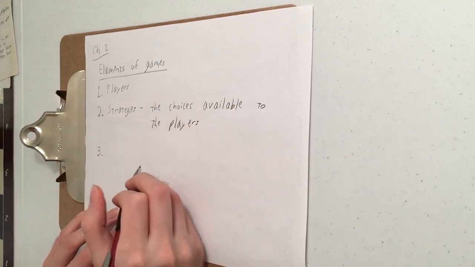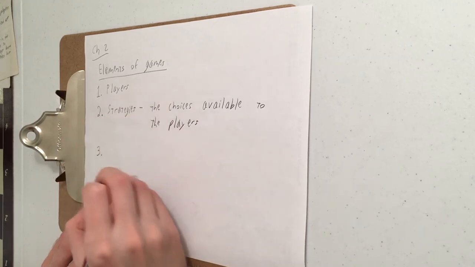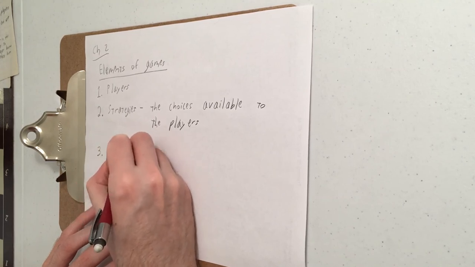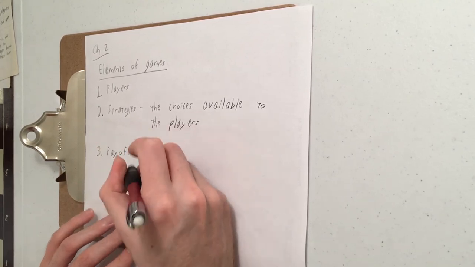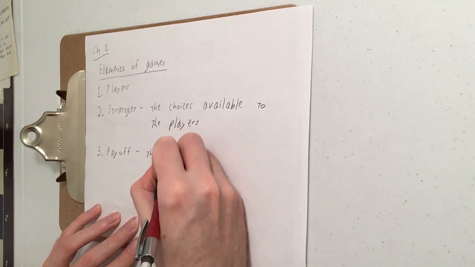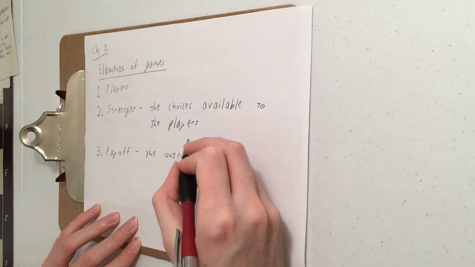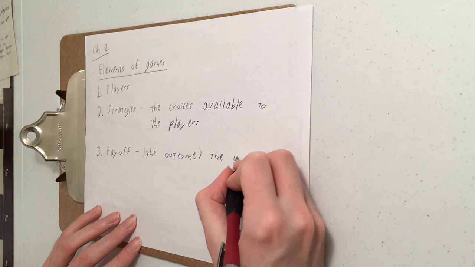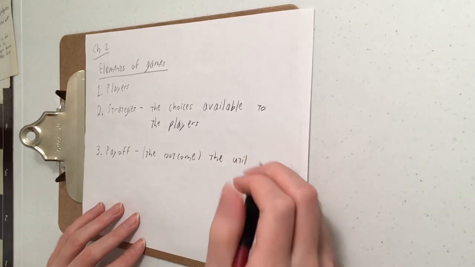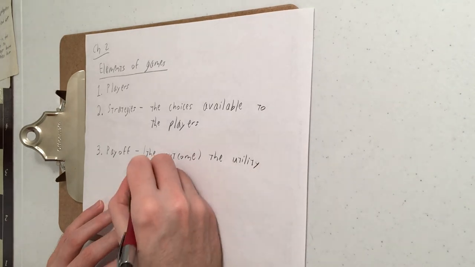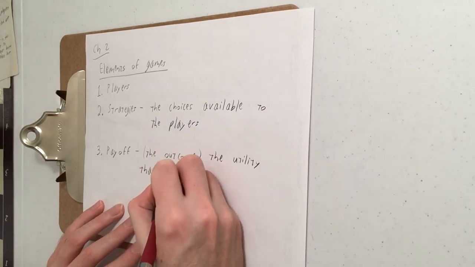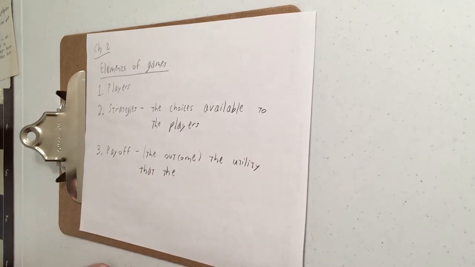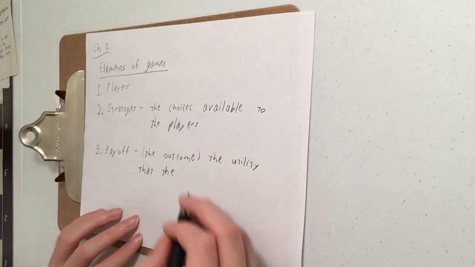So the players have to be able to do something in the game. That's a necessary element of a game. Our last element, games have to have payoffs. So it's going to be the utility that the players get from the outcome. So you learned about utility functions back in Intermediate Micro. You may have also seen them in Principles of Micro.